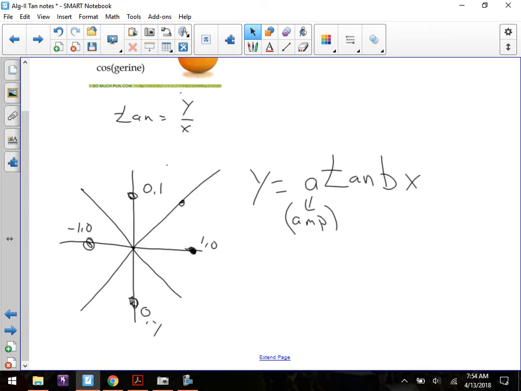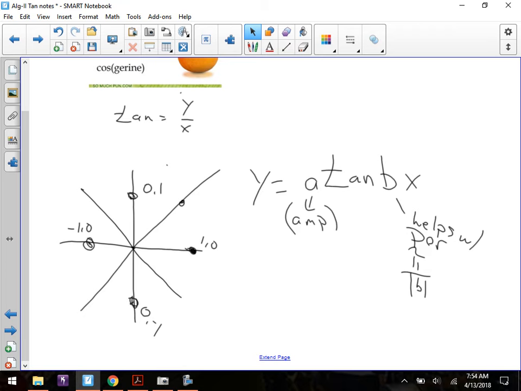This B value still helps us define the period. But with tangent, the period is no longer 2 pi, because if I went around 2 pi, I'd have a couple of breaks. So tangent is just going to have a period of pi over the absolute value of B. The A value can be negative. It just will change the direction of the graph, and I'll show you what that's going to look like here in a second.